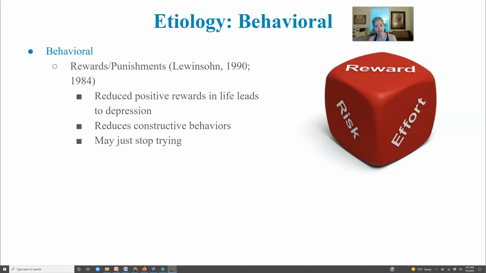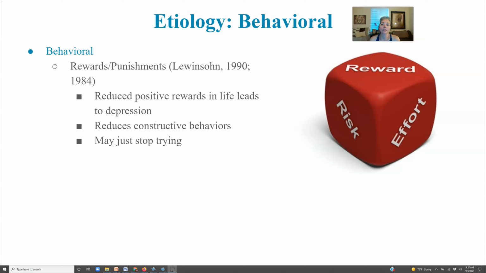So the behavioral explanation, when we talk about the behavioral perspective in psychology, we're really talking about environmental influences. So you may have heard about the debate between nature and nurture. Biological explanations are focusing 100% on nature. Behavioral explanations are often focusing 100% on nurture. What's happening in our environment?